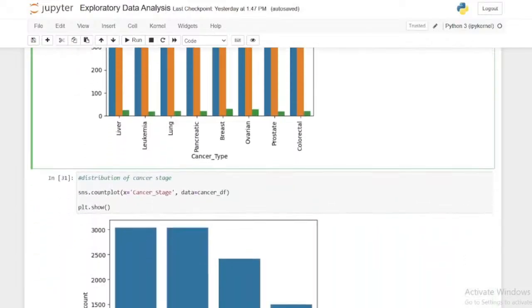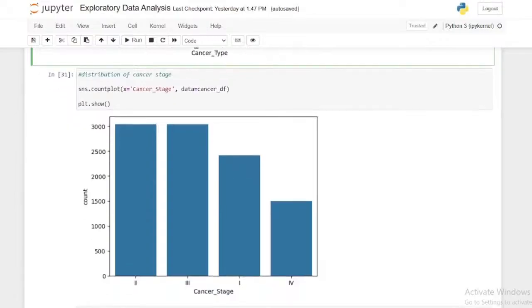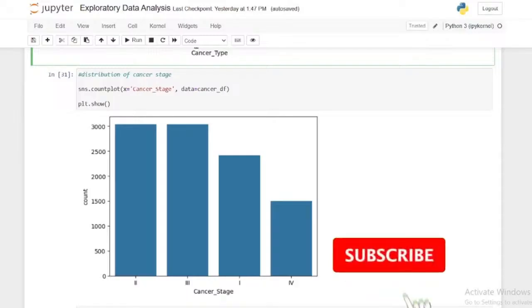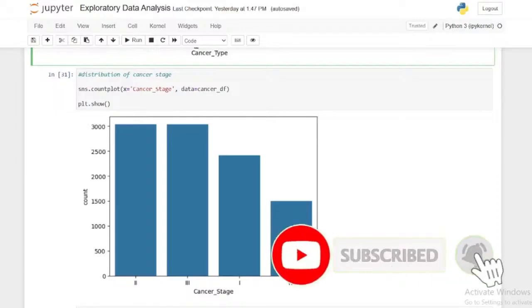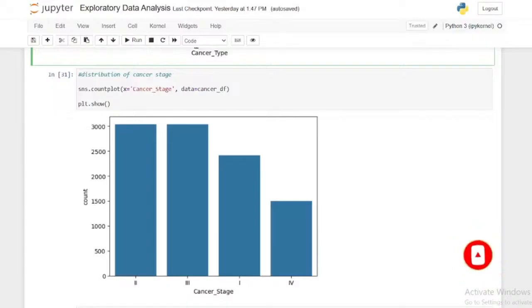So the next thing we'll be looking at is distribution of cancer stage. So we have 4 stages of cancer here: stage 1, stage 2, stage 3, and stage 4. So we'll be looking at each stage. Where do we have more patients? Which stage have most of the patients been to? So you can see we have more patients in stage 2 and in stage 3. Okay, we have fewer patients in stage 4.